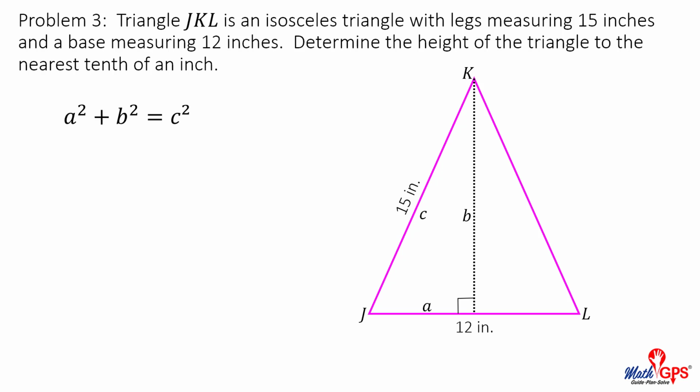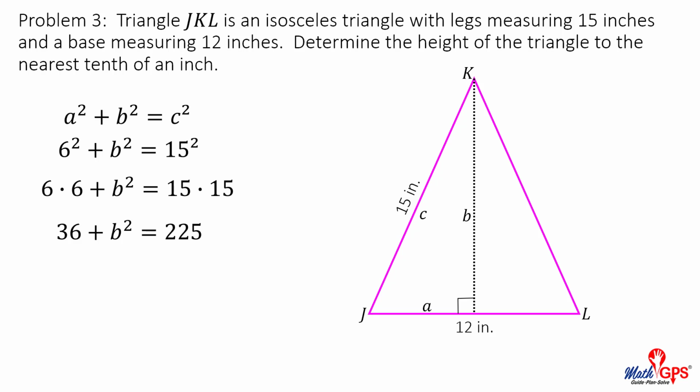What is the value of A? A represents 1/2 the length of the isosceles triangle base. So A equals 6. We can now substitute 6 for A and 15 for C in the Pythagorean theorem. 6 squared plus b squared equals 15 squared. Now square the substituted values. 6 times 6 equals 36. 15 times 15 equals 225.